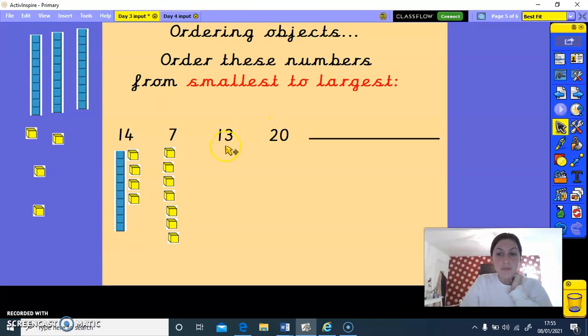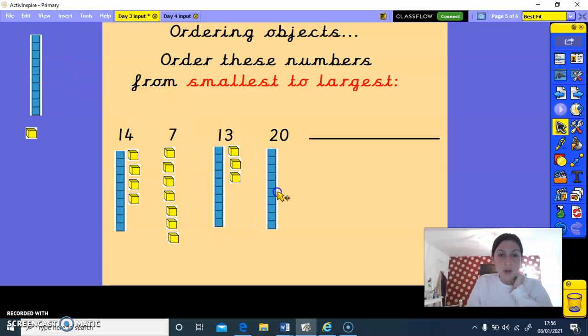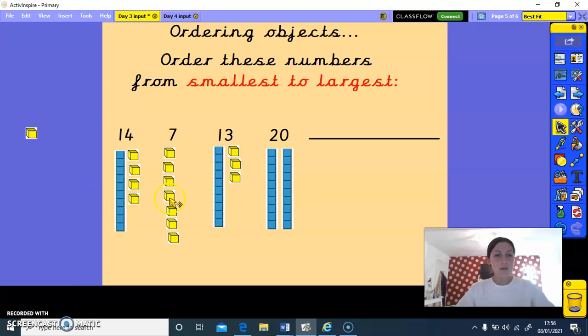This is the number 13. How many 10s do I need? 1 lot of 10. How many ones? 3. 1, 2, 3. And last but not least, I've got the number 20. So how many 10s do I need this time? 2. How many 1s do I need? 0. So I can see then from here that the smallest number with no 10s is 7.